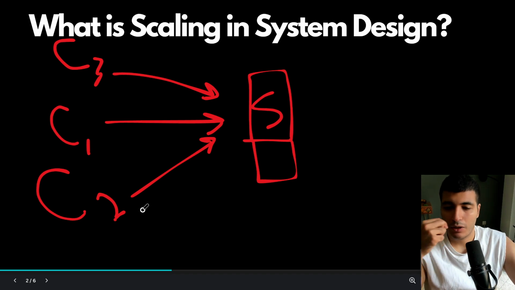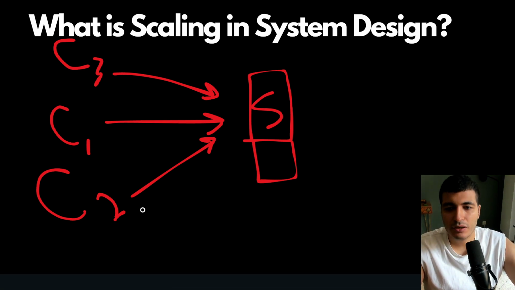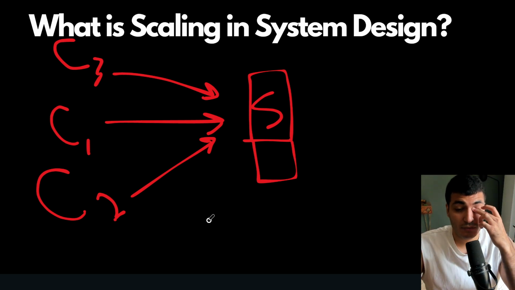So a quick definition in system design: scaling refers to the ability of a system to increase its capacity to handle a growing amount of work. This could mean more concurrent users, more data processing, higher transaction volumes, or increased storage needs. When a system scales well, it can continue to provide constant performance and availability even as demand increases.